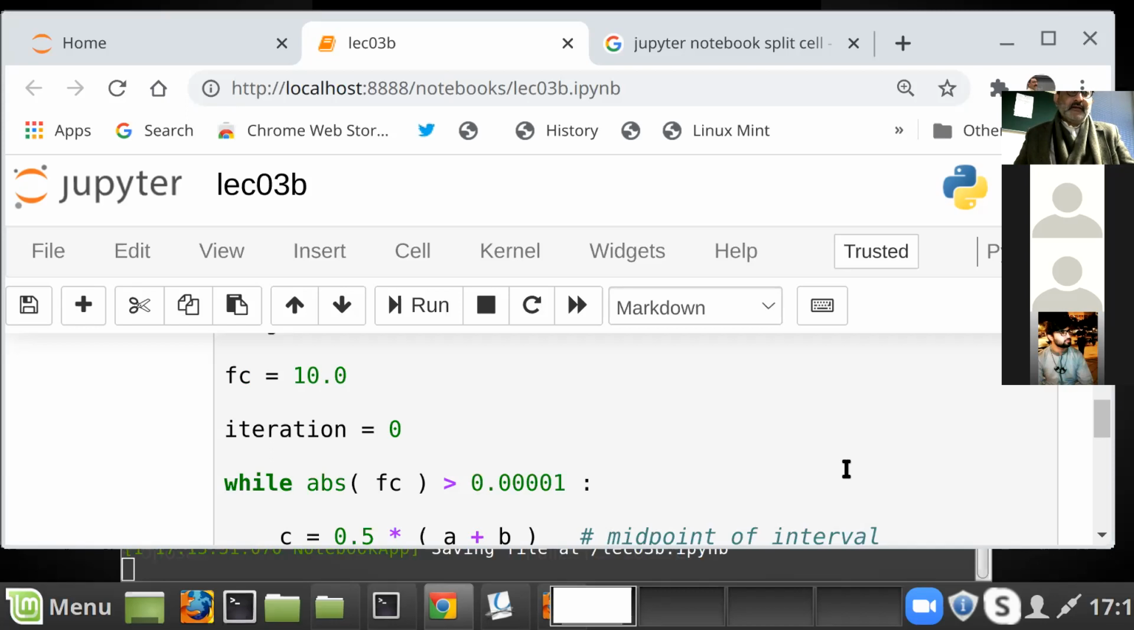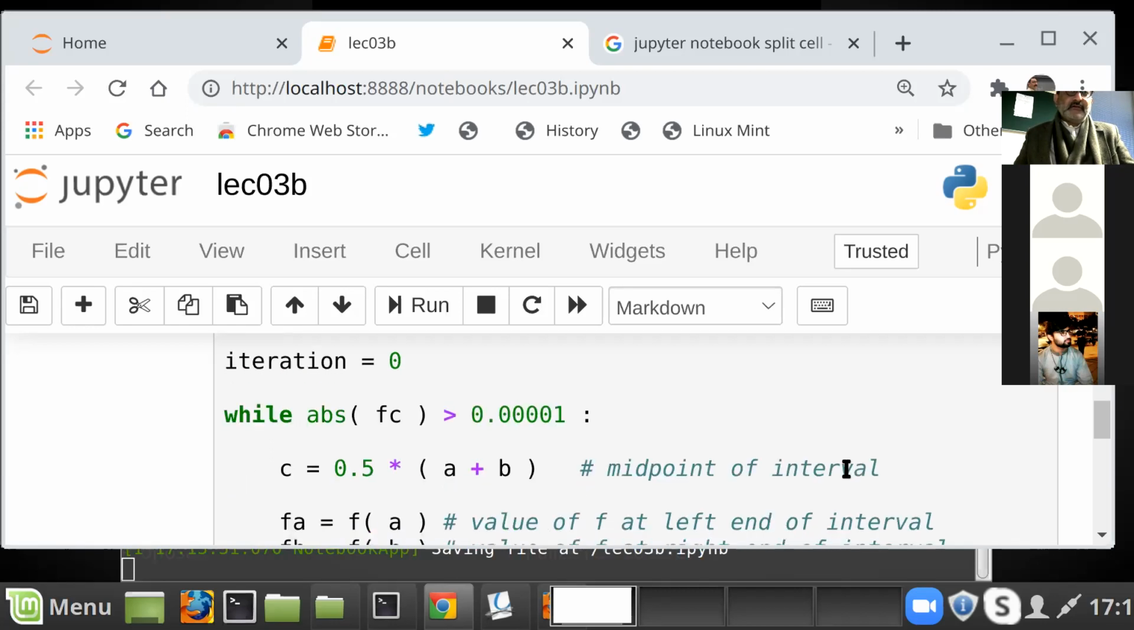Now my tolerance will be that the absolute value of f of c should be less than 10 to the minus 5. So I'll say that I want you to keep going through the algorithm as long as the absolute value of f of c is greater than 10 to the minus 5. Okay, fine. Now let's run the algorithm.